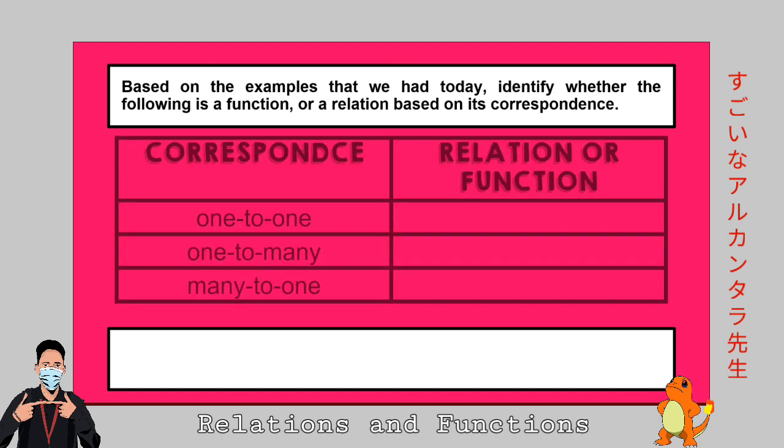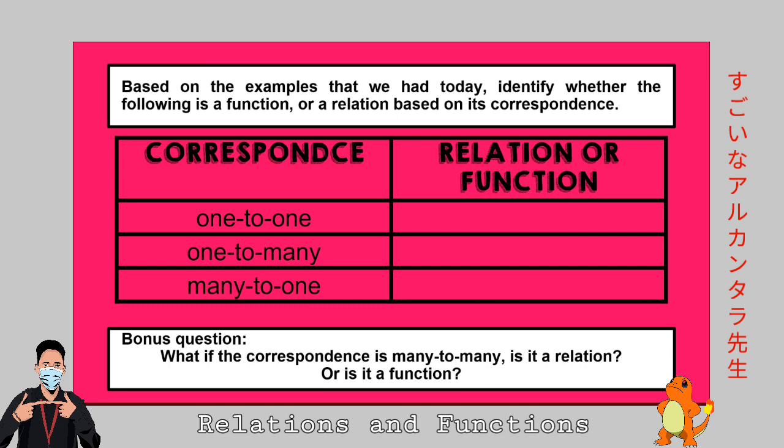Now, let's try to summarize the concepts here. We have the examples again that the correspondence is 1-to-1, 1-to-many, and many-to-1. Earlier we have noted that 1-to-1 is a function, 1-to-many is a relation, and many-to-1 is a function. So this is what I want you to understand. Earlier in the definition of terms, we said that all functions are relations, but not all relations are functions. So among these three, we have identified that 1-to-many is not a function. It's just a relation.